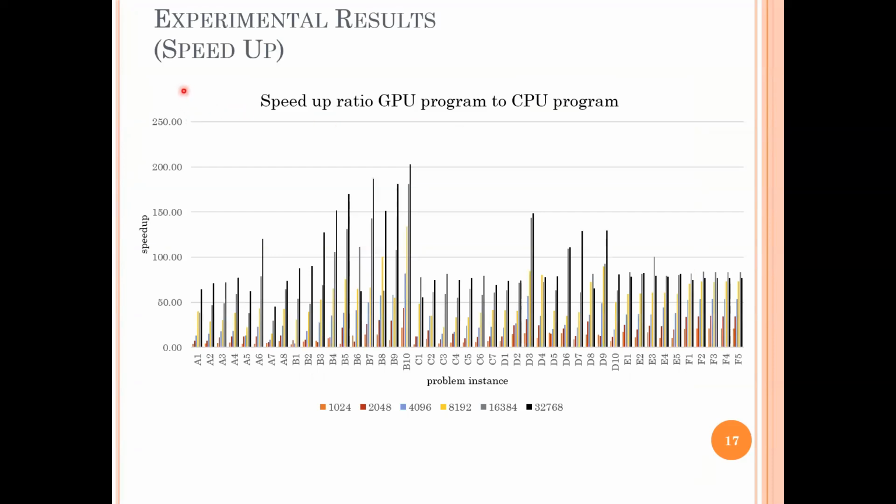I'd like to describe experimental results. This bar chart shows the speed-up ratio of our GPU program to the multi-threaded CPU program. Our GPU program runs much faster than our multi-thread CPU programs. The maximum speed-up ratio is about 200 in problem instance B10.